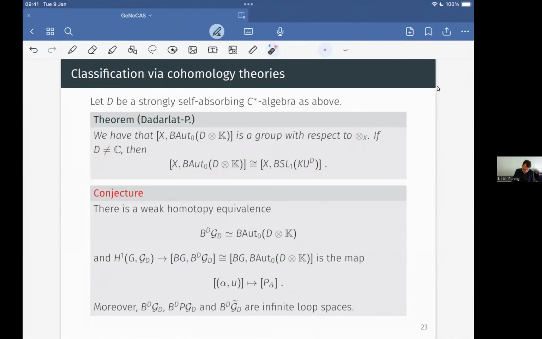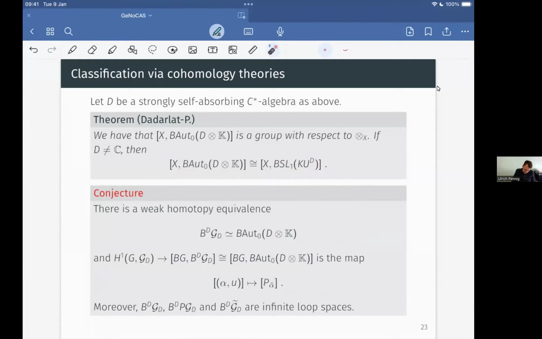And just briefly, what happens is if I have a strongly self-absorbing C-star algebra, there's a symmetric ring spectrum that I can associate to it, KU_D. And then this is sort of the space of special units of this ring spectrum. And then its classifying space will give you this. So the thing is that this is something that I can compute using algebraic topology.